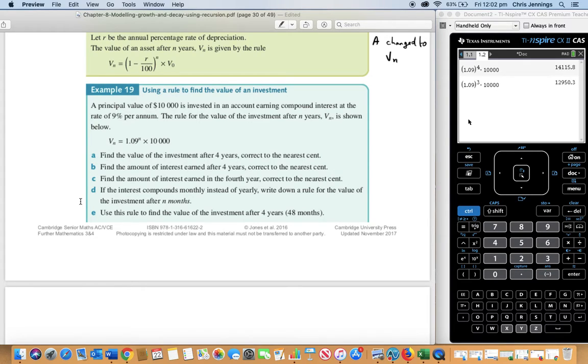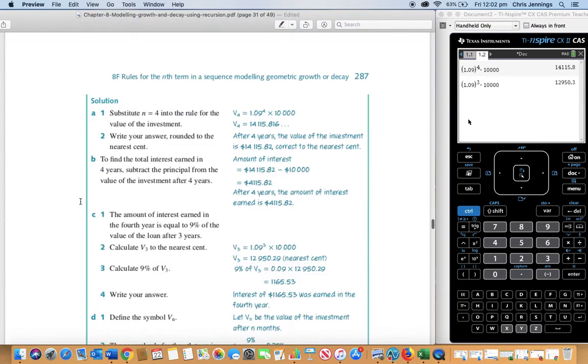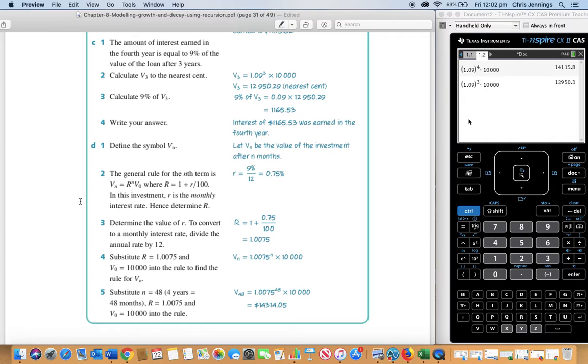If the interest compounds monthly instead of yearly, write down a rule for the value of the investment after n months. So this one here I'm going to take you through with this. Remember from our previous exercise, that 9% has to be divided by 12, which gives us 0.75%. So what we've got here now is the 1 plus that 0.75 divided by 100, which gives us this new amount, which is fantastic.